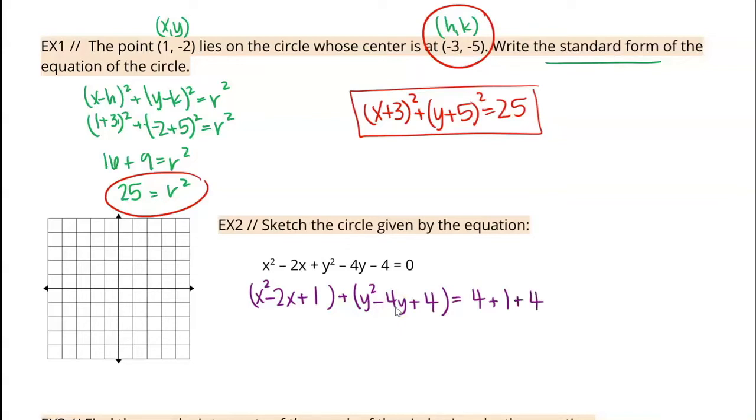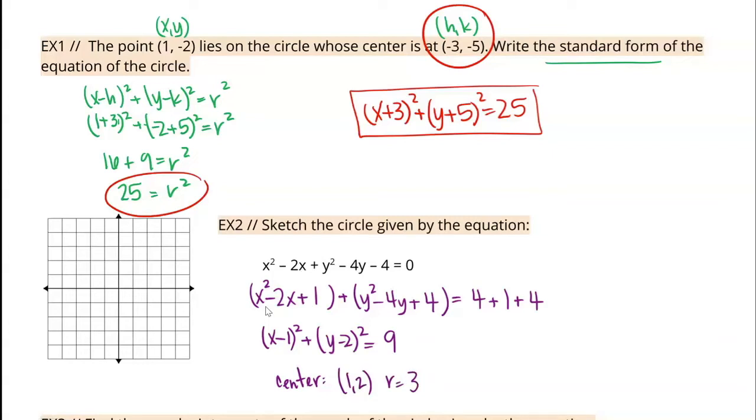So what we just did is force both of these to be perfect square trinomials. For the x's, this is going to factor to be x minus 1 squared. And for the y's, that'll be y minus 2 squared. If I simplify on the right, that will become 9. And you should be able to tell the center and the radius from looking at it in standard form. So our center is going to be at (1, 2), and our radius will be 3.